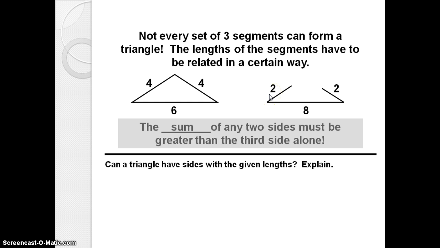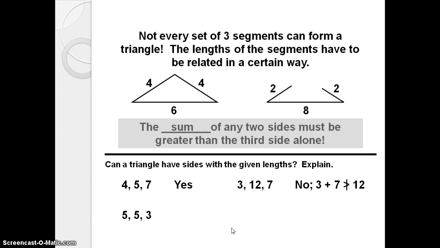Can a triangle have sides with the given lengths? Explain. 4, 5, and 7. Well, 4 plus 5 is greater than 7, 5 plus 7 is greater than 4, and 4 plus 7 is greater than 5. So yes, this will create a triangle. Next one, 3, 12, and 7. Try this one. This one is not going to create a triangle because 3 plus 7 is not greater than 12. That's only 10, and 10 is not greater than 12.